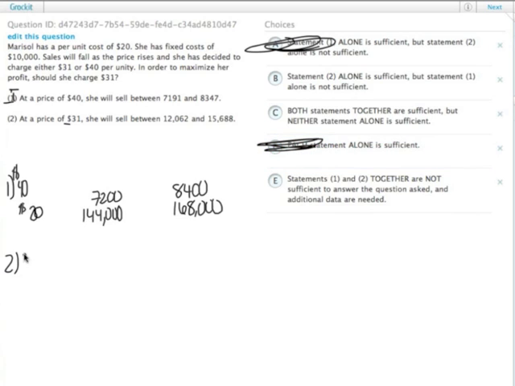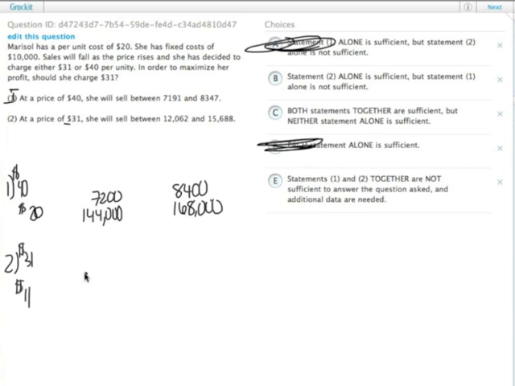Statement 2, which is the $31 price point, gives her a profit per unit of $11. We're ignoring the fixed costs because any of these profit numbers would just have that $10,000 fixed cost subtracted from it. So it's kind of irrelevant because it's a factor in every single one of these computations and doesn't scale. That's what makes it a fixed cost.